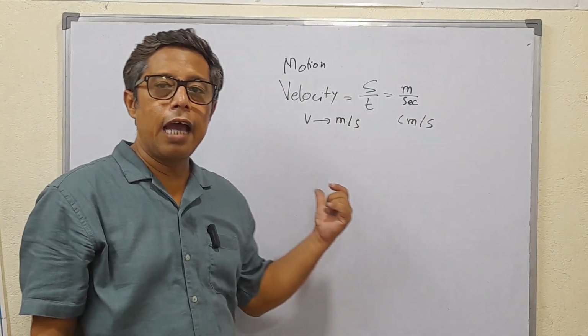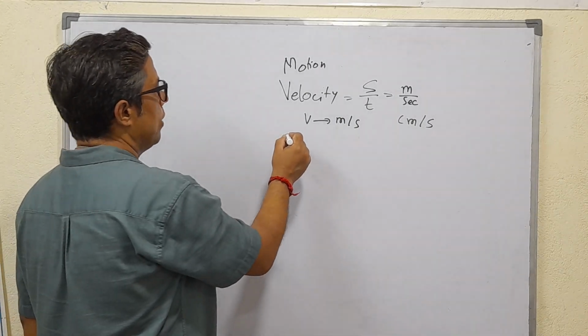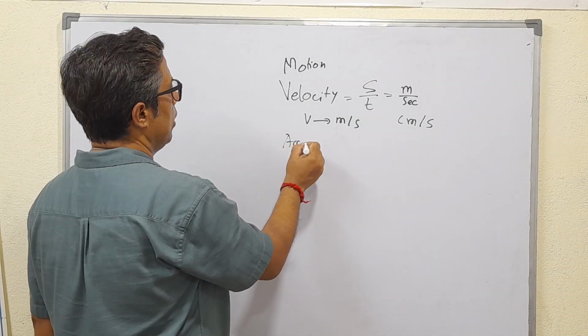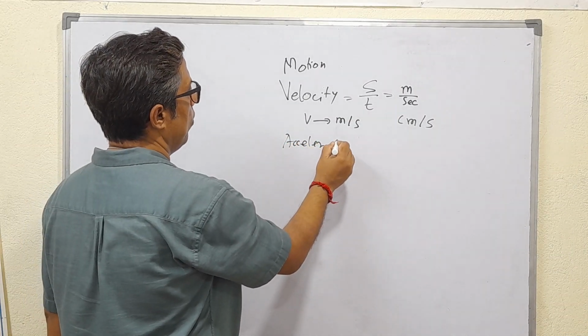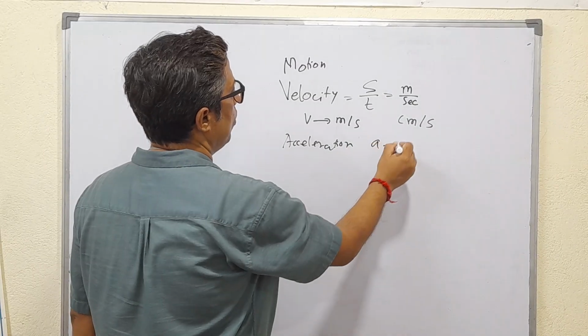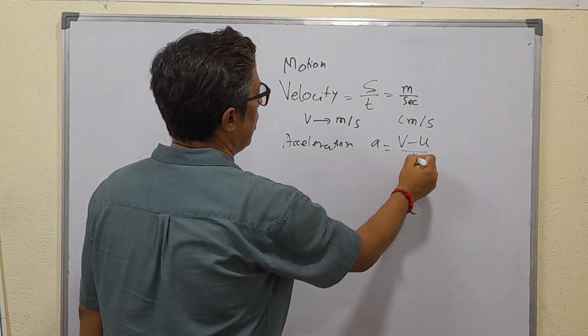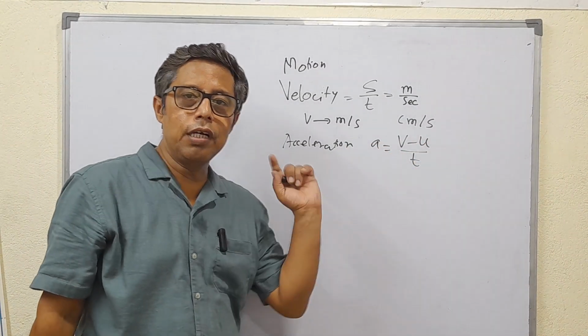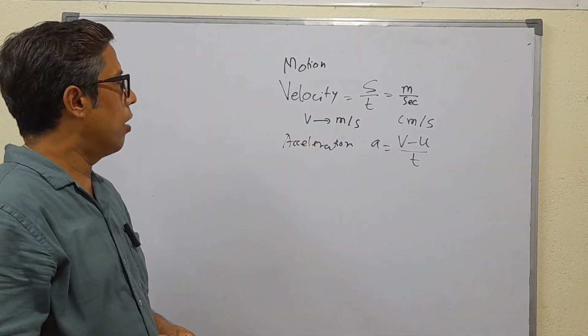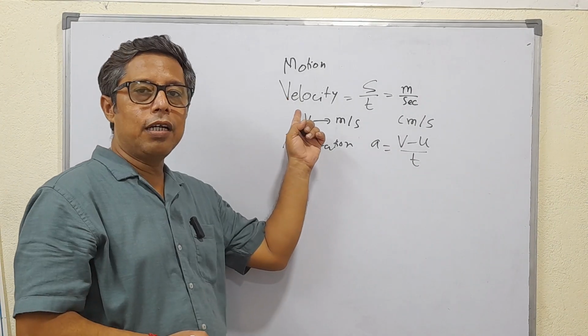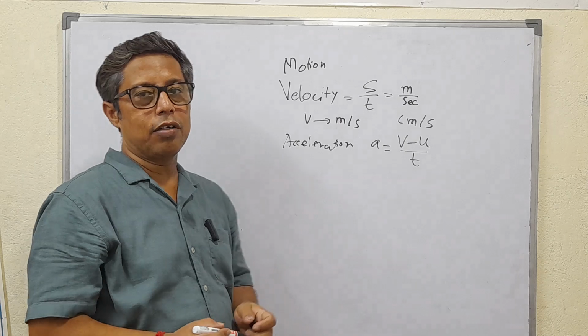Now, next is acceleration. What is acceleration? Acceleration means a = (v - u)/t, so change of velocity by time. Velocity is a vector quantity, and acceleration is also a vector quantity.